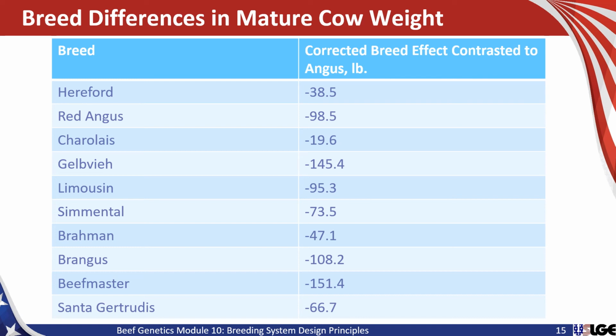Understanding current differences between breeds is paramount to correctly forming a breeding system to ensure that the breeds selected actually help match the breeding objective.